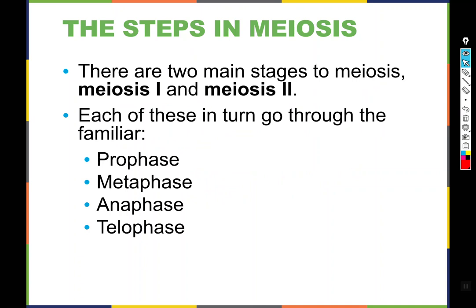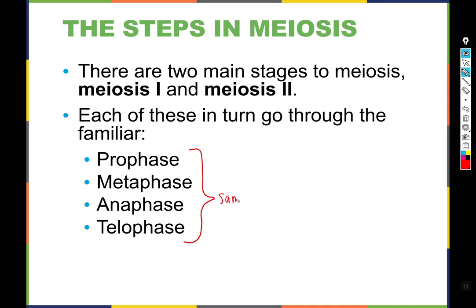So meiosis, because it has 2 rounds of division, has 2 major overarching stages, and those are meiosis 1 and meiosis 2. Each of these go through the same phases, and the reason for this is it's not a naming convention. Meiosis is a modification of mitosis, so asexual or clonal reproduction came first, and sexual reproduction evolved later. So what that means is there are similarities between meiosis and mitosis because meiosis is ultimately coming from mitosis.